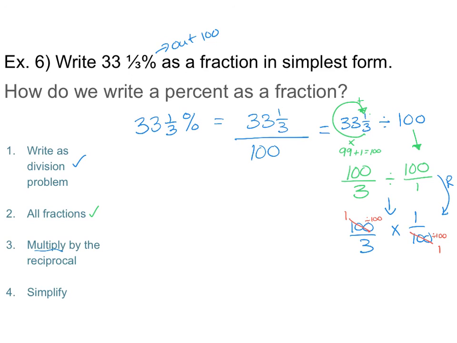So then my final answer would be 1 times 1, which would give me 1 on the top, and then 3 times 1, which is 3. So my final answer is 1/3. So it says write 33 and 1/3% as a fraction in simplest form. So I get 1/3.